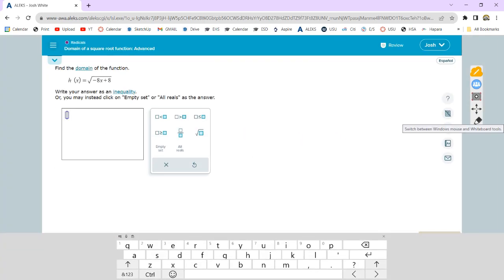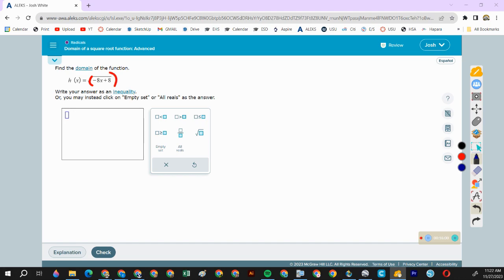Okay, what is the domain of this? I know that the inside cannot be negative. So negative 8x plus 8 is greater than or equal to 0. Negative 8x is greater than or equal to negative 8. Divide by negative 8, and I get x is less than or equal to 1. Remember to flip that inequality.